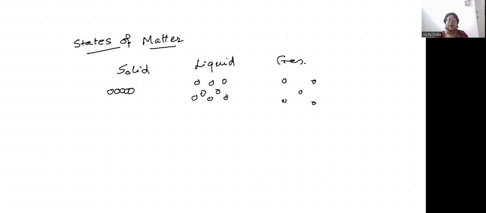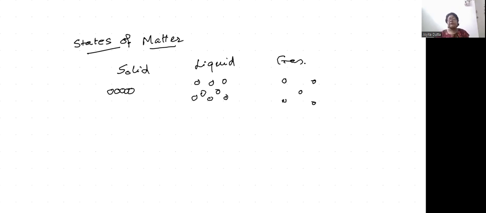This is basically because of the densely packed particles. When the particles are densely packed, the space between the particles becomes too less. Hence, I'm unable to move my hand through any solid. This hand is solid, I'm trying to move it, so I'm not able to move it. So the attraction between the particles is too high when I talk about solids. In liquids, it's lesser and it is least in gases.